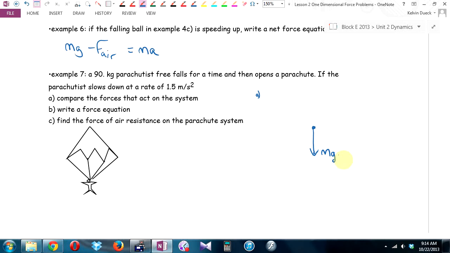Which way am I accelerating? So is it bigger or smaller? Why must it be bigger? Because if it wasn't bigger, there's no way that I could be accelerating up. I'd be dead. It's got to be bigger. Let's call that air resistance, the parachute.